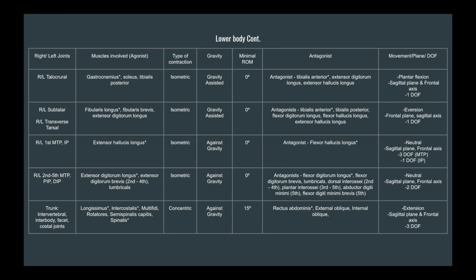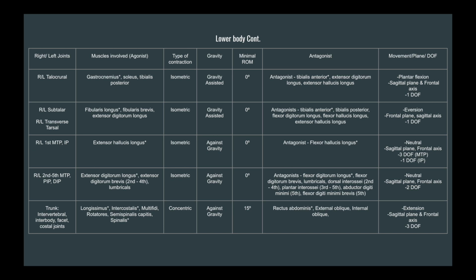And next is the subtalar and transverse tarsal joints, which is in eversion in the frontal plane and sagittal axis. The main agonist muscle is the fibularis longus, and the antagonist muscle mainly involved is the tibialis anterior. The first MTP and IP is in neutral in the sagittal plane and frontal axis. The agonist muscle is the extensor hallucis longus, and the antagonist muscle is the flexor hallucis longus.